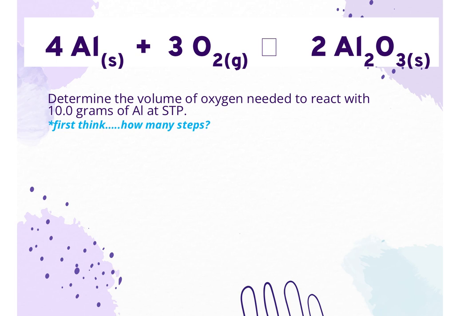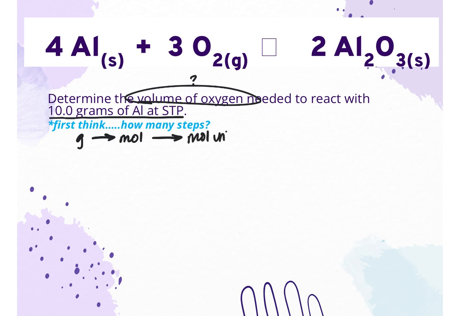Now we want to figure out the volume of oxygen needed, that's our unknown, if we want to react 10 grams of aluminum at STP. If we think about how many steps, we're first going to go grams to moles. That's our first step. Then we're going to convert that to moles of our unknown. That's our mole ratio step. And then we're going to convert it to volume, which is in liters. So this is 1, 2, 3 steps, okay?